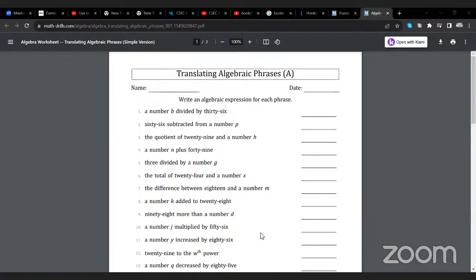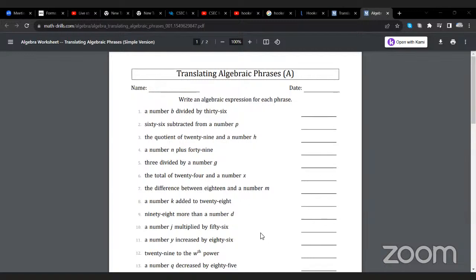Number 9: what Krishan wrote is D plus 98. I was just asking if that was correct. 98 more than a number D. The answer is correct. D plus 98 is correct. That was number 9, but we're moving on to number 10 now.